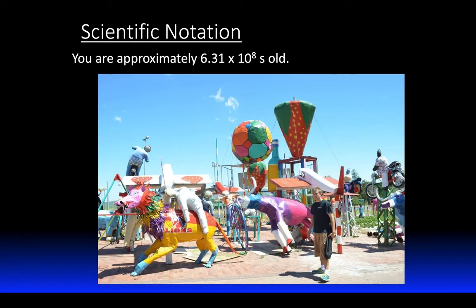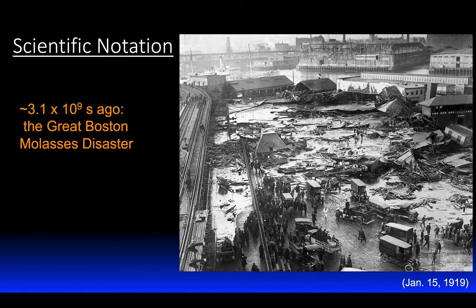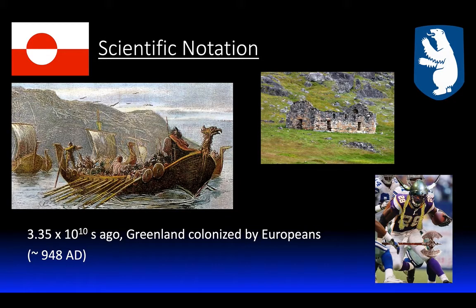You are approximately 10 to the 8 seconds old, give or take, assuming you're 20 years old. So you are about a 1 followed by 8 more zeros old. So 100 million seconds old times 6.3, so 6 times that number. About 10 to the 9 seconds ago was the Great Boston Molasses Disaster of 1919. About 10 to the 10 seconds ago, Greenland was first colonized by the Vikings.